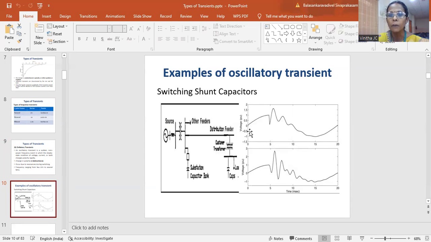If you see this waveform, here the voltage value starts from 0 and may increase to the positive cycle, and again it comes to the negative cycle also. Similarly, in the second one also, it may increase to the positive cycle, and again decrease to the negative cycle. And in the first waveform, the magnitude of the voltage is 1.5 per unit. Maximum of voltage is 1.5 per unit. And in the second case, the maximum of voltage is nothing but 2.5 to 3.